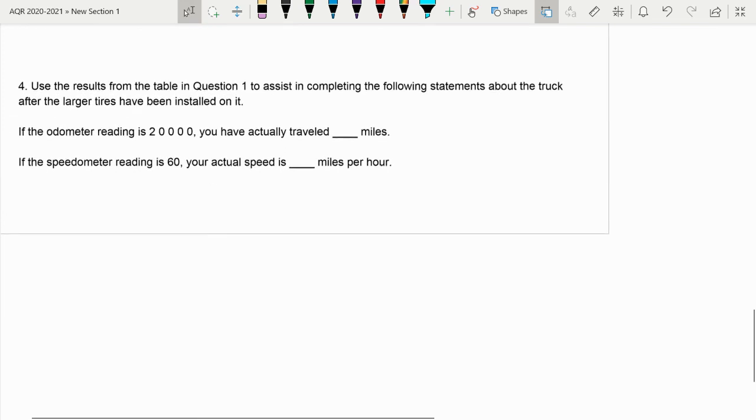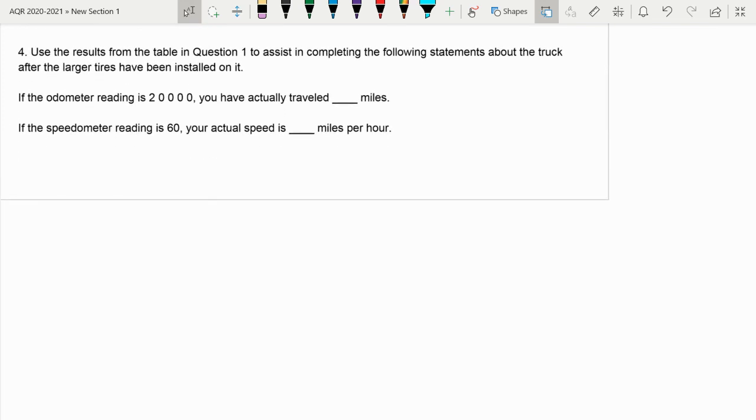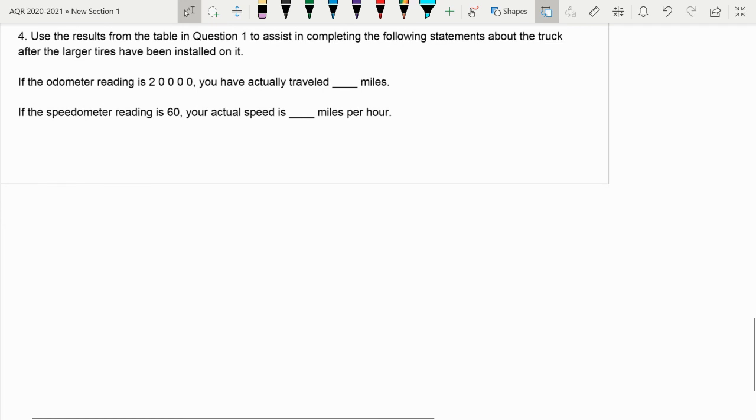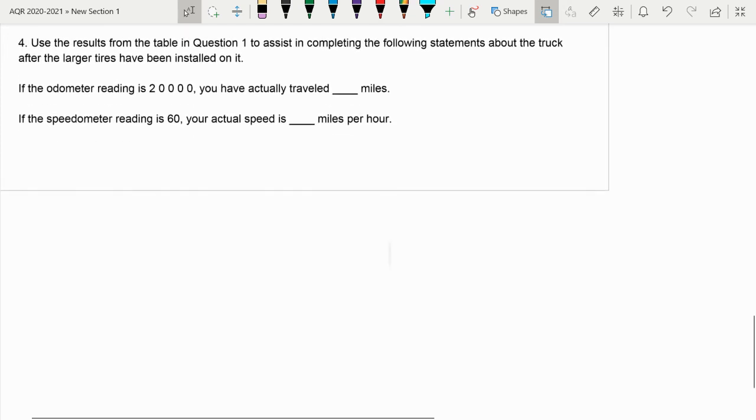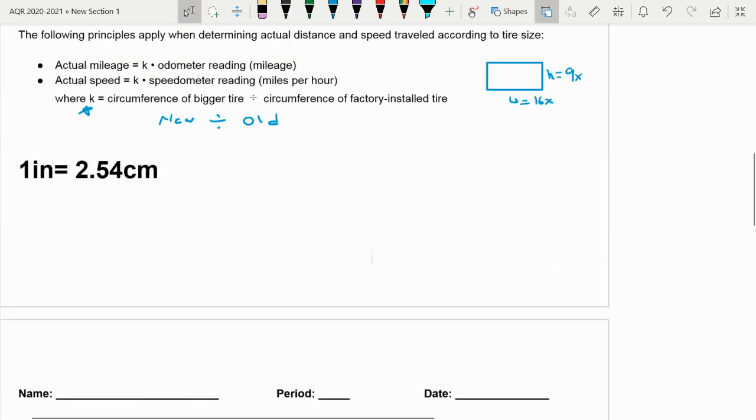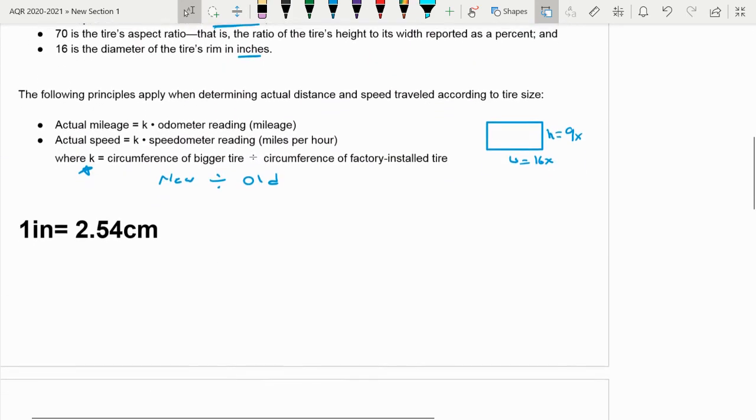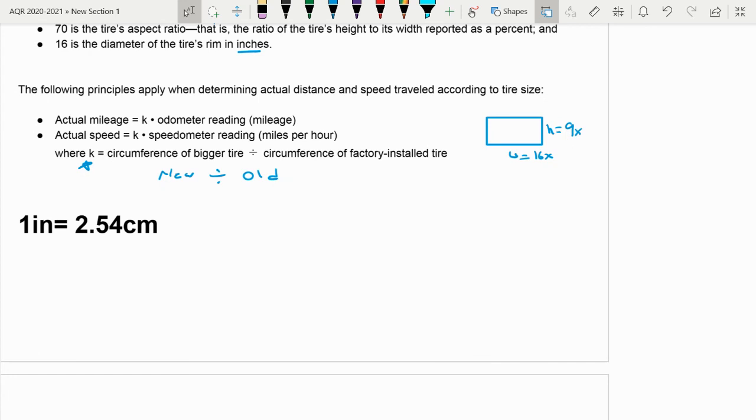Complete the following statements about the truck after the larger tires have been installed on it. If you've gone 20,000 miles, what did you actually travel with the bigger tire? And if the speedometer is reading 60, what is your actual speed? Are you getting a ticket and not even realizing it, depending on if you have a 60 mile per hour speed? Those formulas are found here: actual mileage, actual speed, K times the odometer reading, K times the speedometer reading. This will be done on the last slide or question.